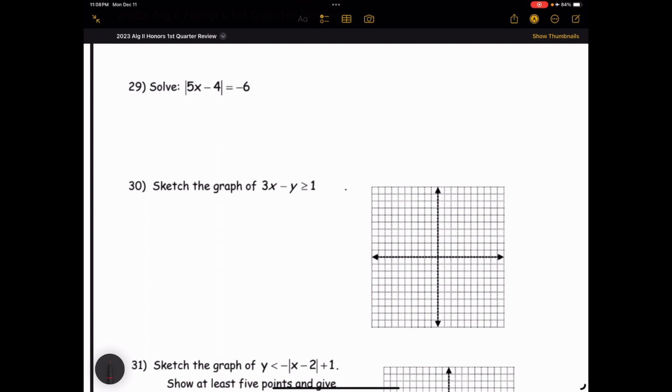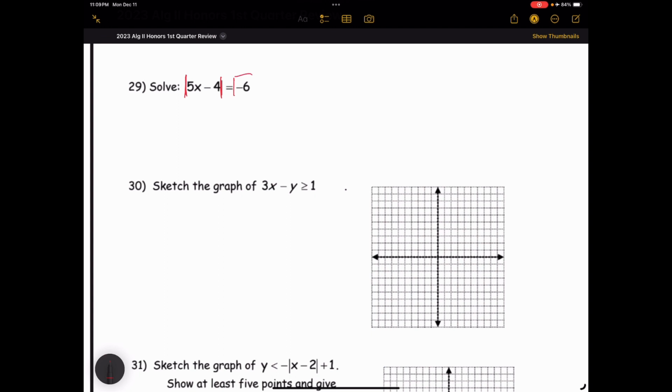All right, number 29. Solve. The absolute value of 5x minus 4 is equal to -6. All right, so this problem, remember what absolute value bars do. Absolute value takes whatever's inside and returns a positive value, no matter what, right? No matter what I plug in inside the absolute value, a positive number must come out.